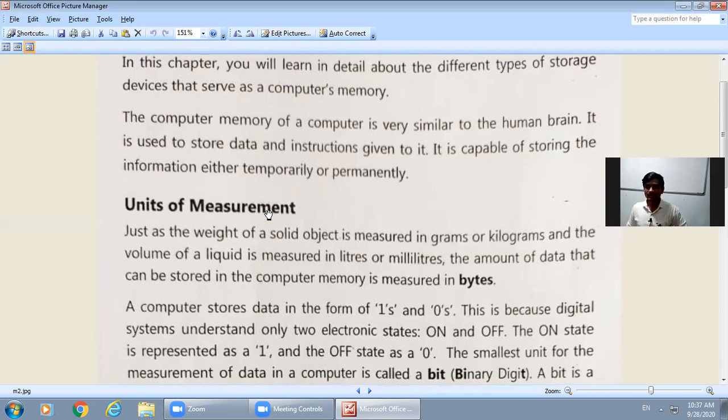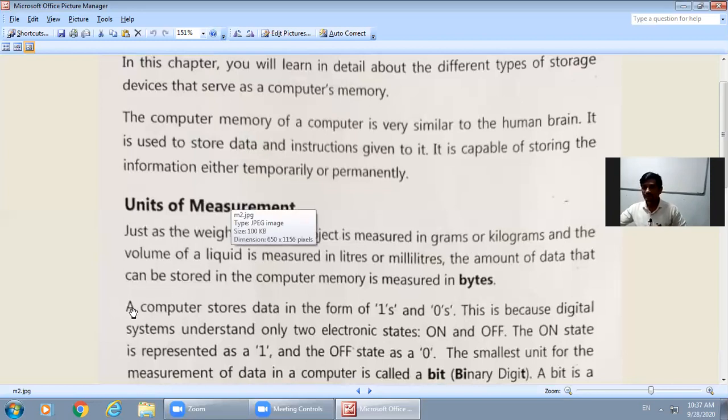and the volume of a liquid is measured in liters or milliliters. The amount of data that can be stored in the computer memory is measured in bytes. So don't get confused about that. In our general height or weight, we can measure in gram, kilogram. If you want to find the volume of a liquid, we measure in liter or milliliter. Same thing, if you want to calculate the data in our memory, then we use bytes.